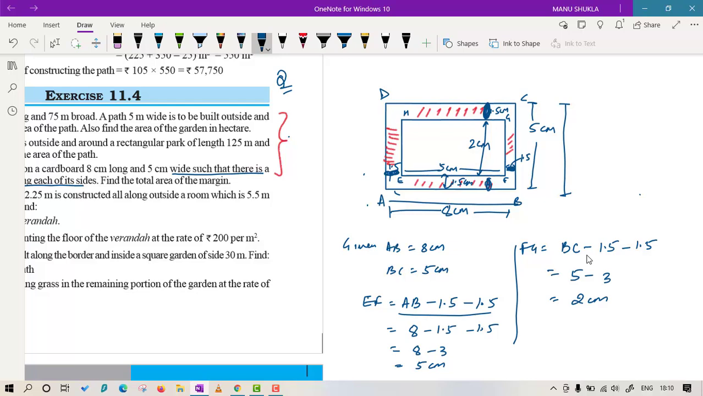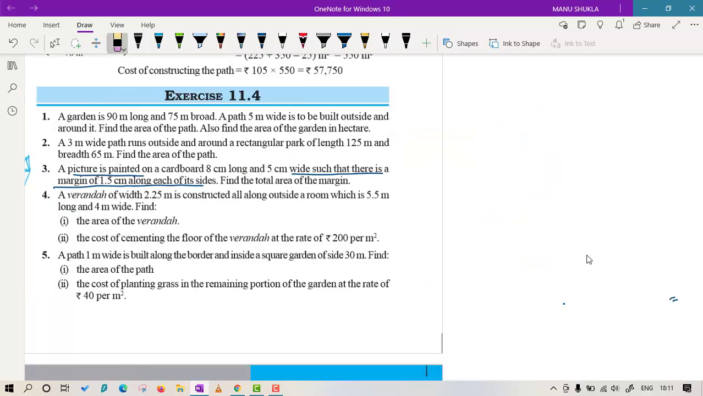Question number 4. Question number 4 is saying a veranda of width 2.25 meter is constructed all along outside a room which is 5.5 meter long and 4 meter wide. So this is same as question number 1 and 2, because here also the path is created outside the rectangle. Similar question, just I am giving you the diagram and I hope you will solve it on your own.